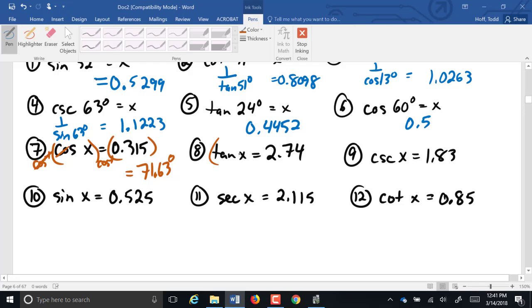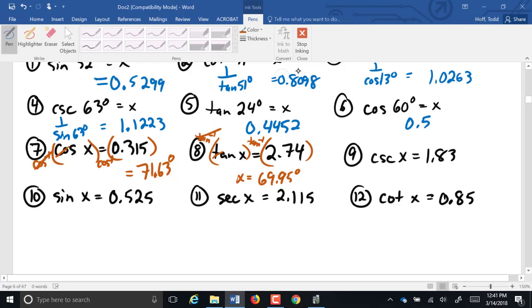Tangent, same thing. We're going to do an inverse tangent to get rid of the tangent. So x equals the inverse tangent of 2.74, which is 69.95 degrees.